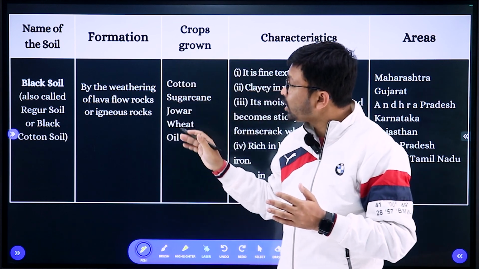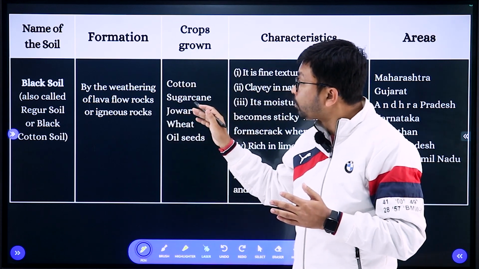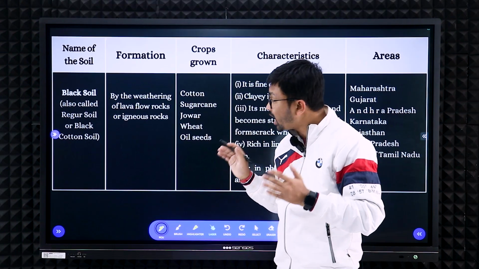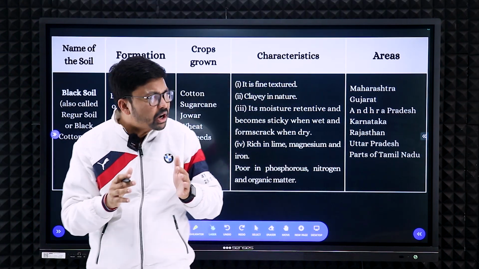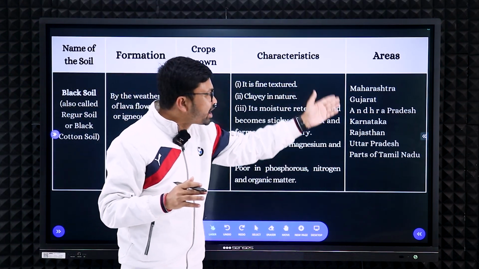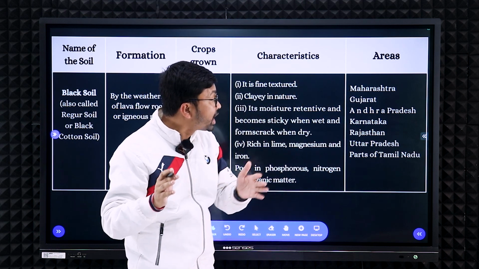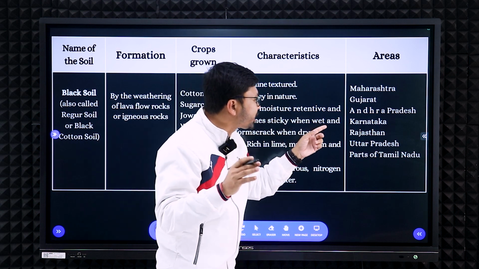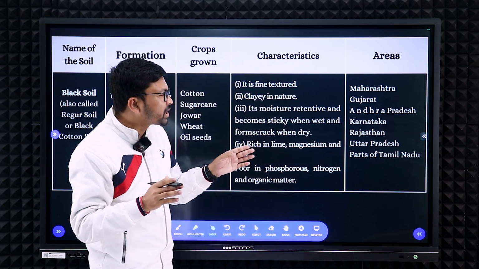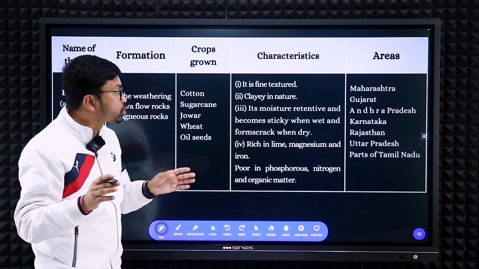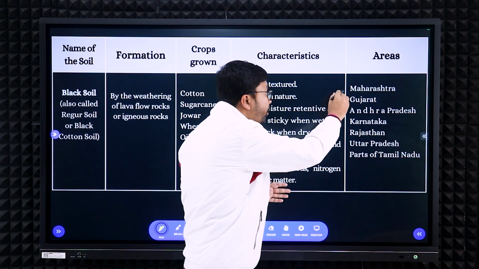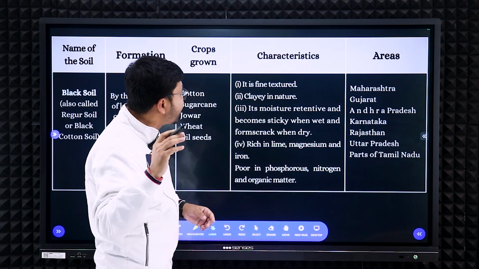Black soil is formed by the weathering of lava flow rocks and igneous rocks. That you need to remember. In the Deccan Plateau area, we mainly get those rocks. That's why the areas are mainly Maharashtra and Gujarat. Along with that, you can mention Andhra Pradesh, Karnataka, Rajasthan, Uttar Pradesh, and parts of Tamil Nadu also. But remember, the first two, Maharashtra and Gujarat, are important.